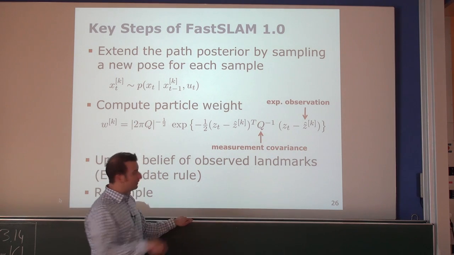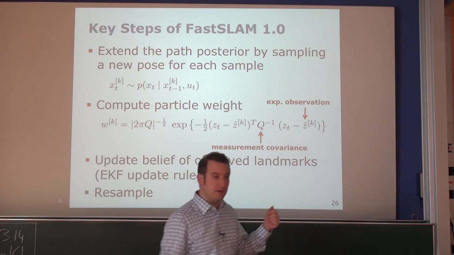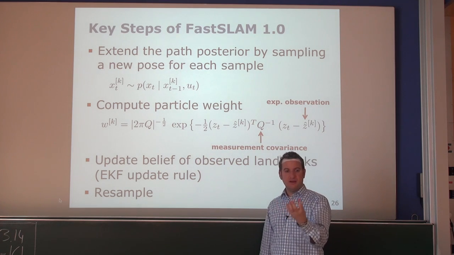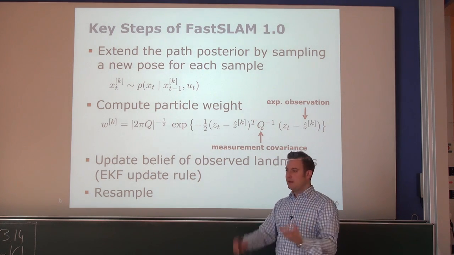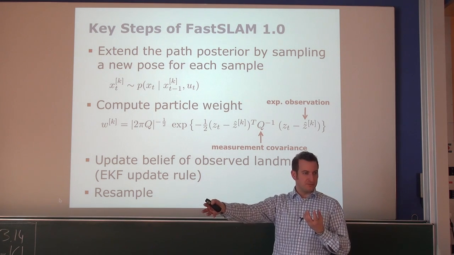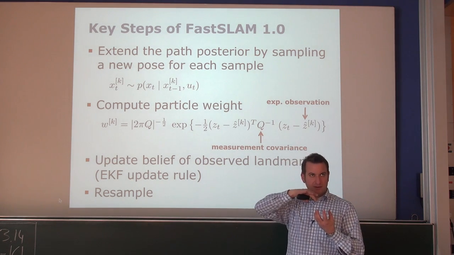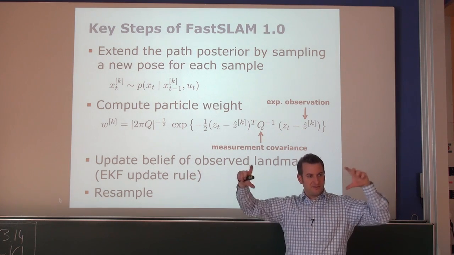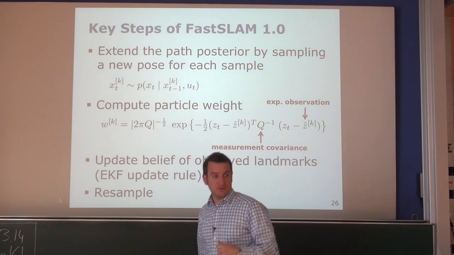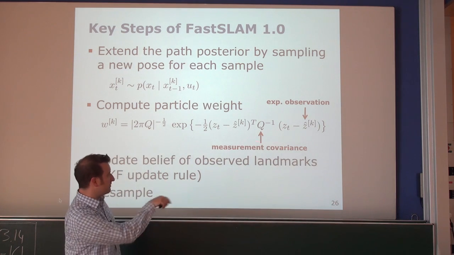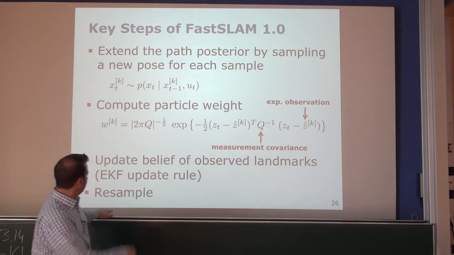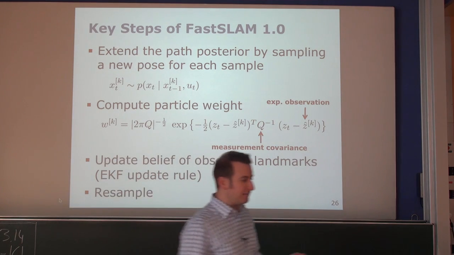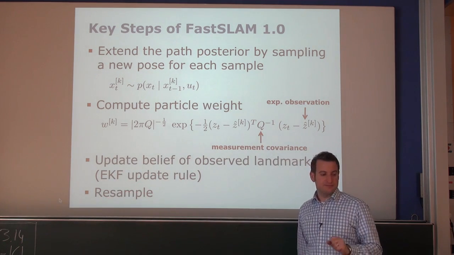And I have a measurement covariance. The measurement covariance is something which I also used in the EKF. This takes into account the uncertainty of the landmark itself and the uncertainty of the observation. It's this part in the EKF which gets inverted, this part which I need to invert in the correction step. That's exactly what's called measurement covariance. Then the third step is just a belief update using the EKF update rule. No black magic in here, and the standard resampling operation.